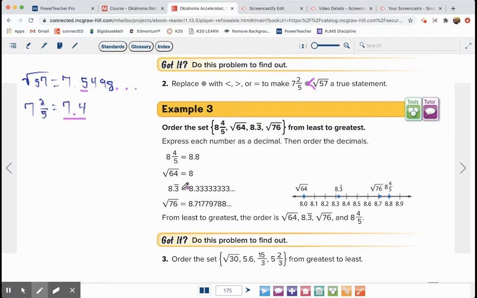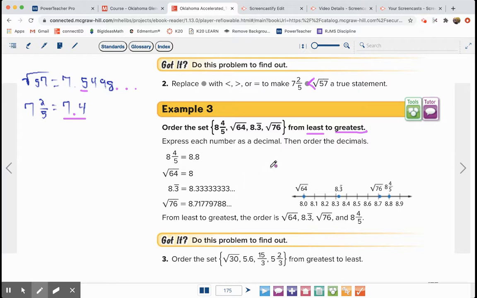Okay, so now looking at example 3. We're going to order the set. We have 8 and 4/5, the square root of 64, 8.3 repeating, that's what that line means above that, and the square root of 76 from least to greatest. So we're going to do smallest to biggest on this.